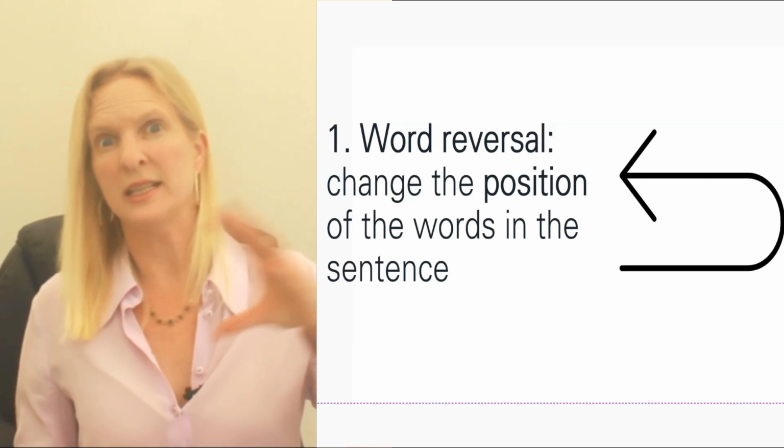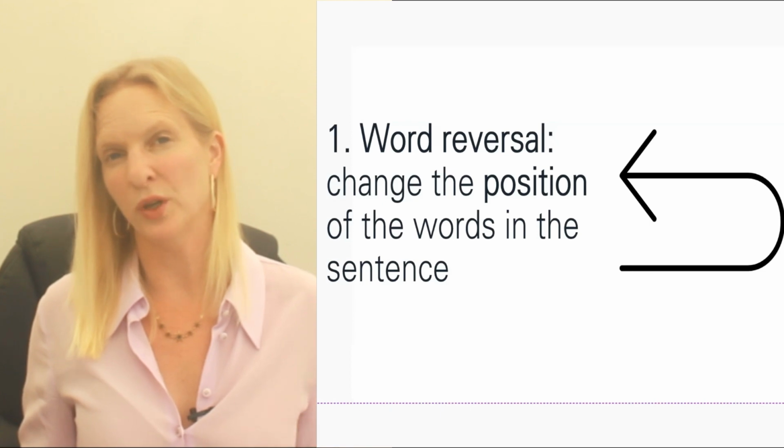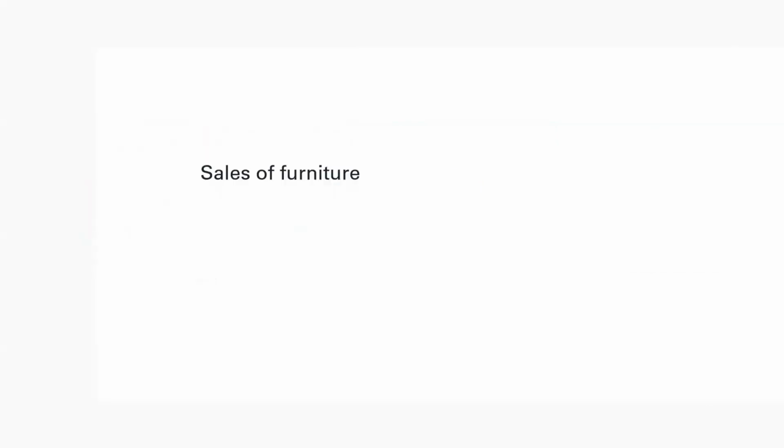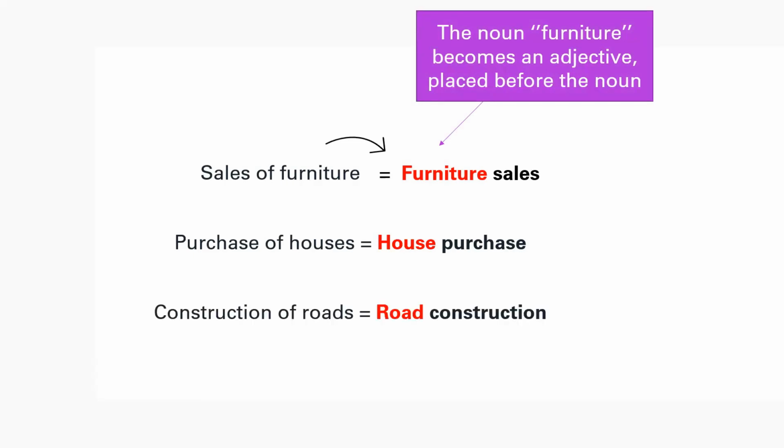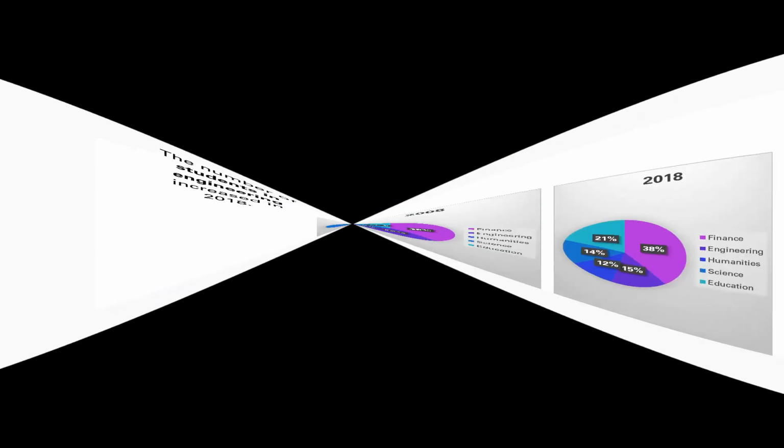This is where you actually switch the position of the word. For example, we'll take the phrase sales of furniture. That can become furniture sales. What are we doing? We're just changing the position of the noun furniture to become an adjective before the word sales. In the same way, purchase of houses can become house purchase. Construction of roads becomes road construction. So basically, I'm just putting the noun as an adjective.